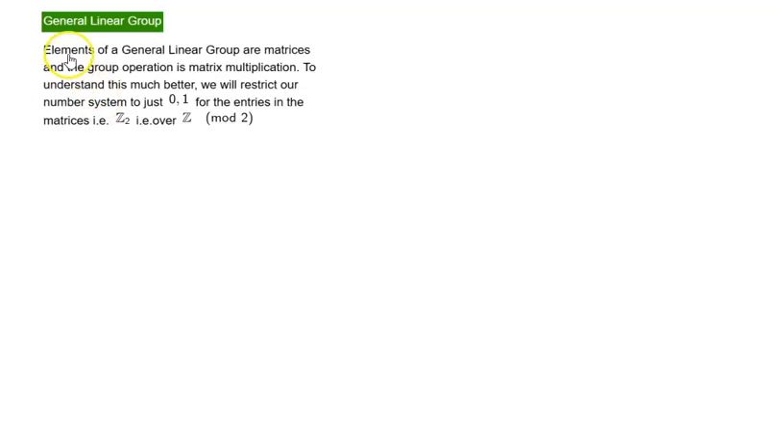Let us look at a type of group called general linear group. Such a group is one which contains elements which are matrices, and the group operation is matrix multiplication. Now, to understand this much better, we will restrict our number system to just 0, 1 for the entries in the matrices. That is Z sub 2, which is nothing but integers mod 2.